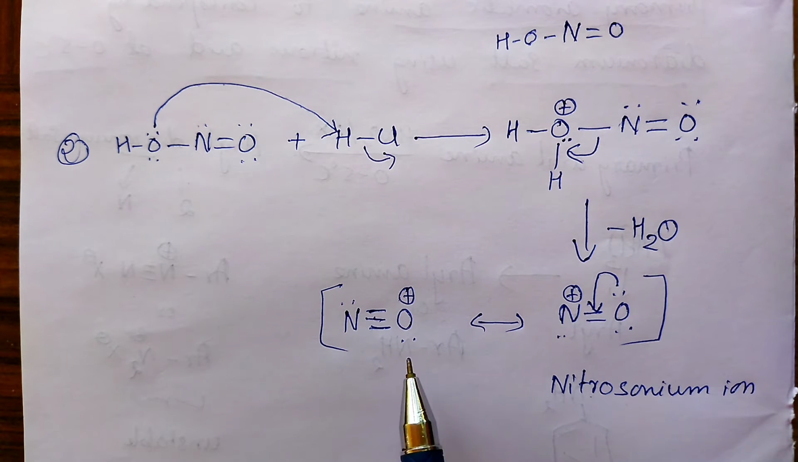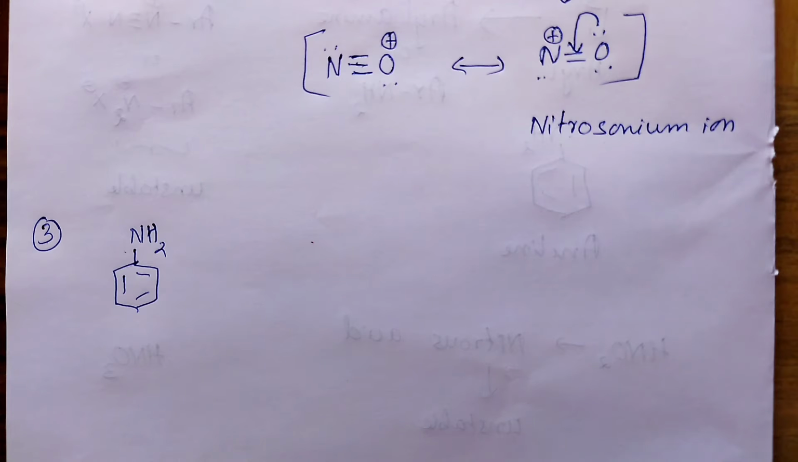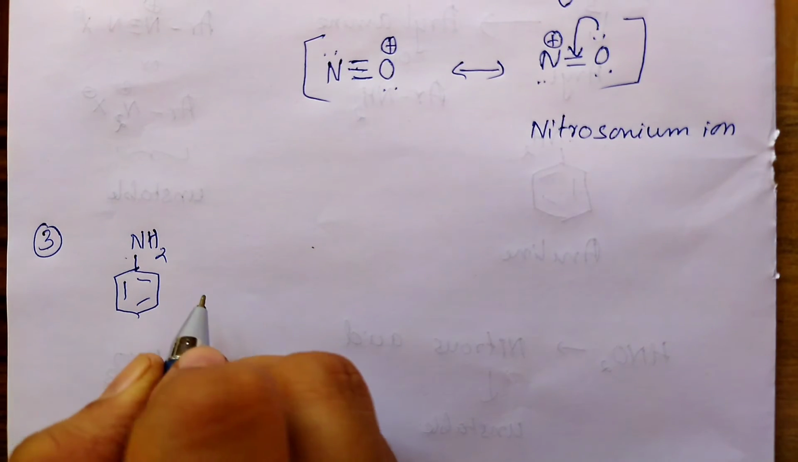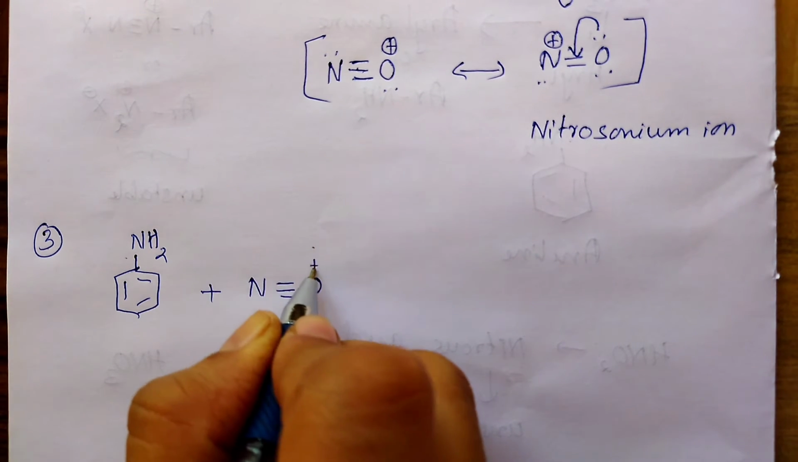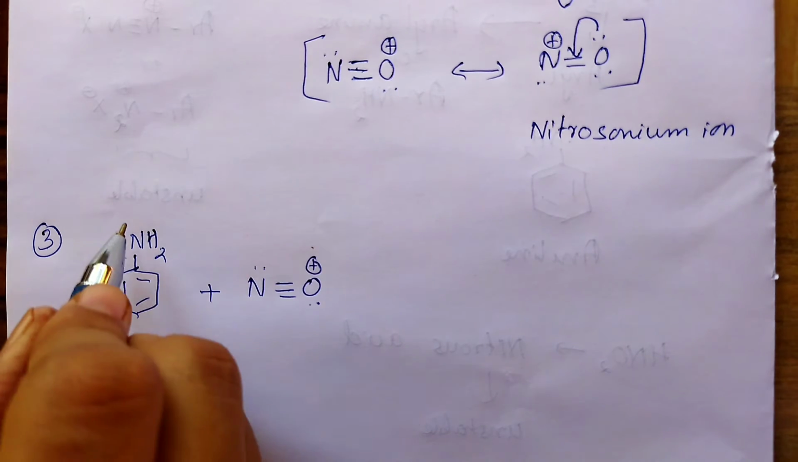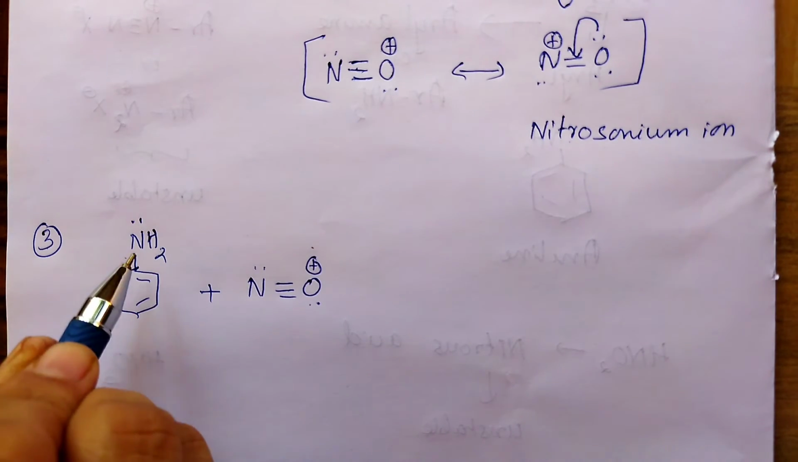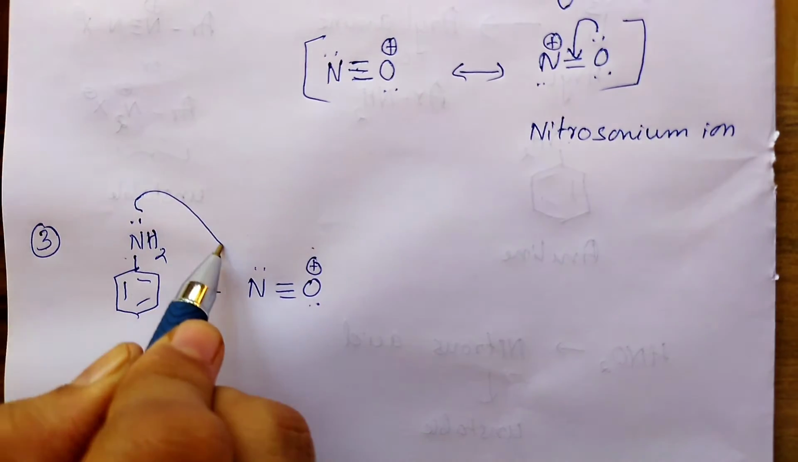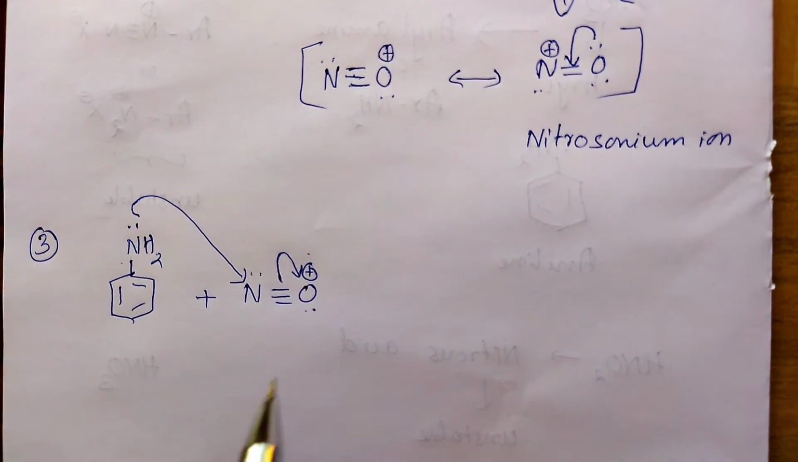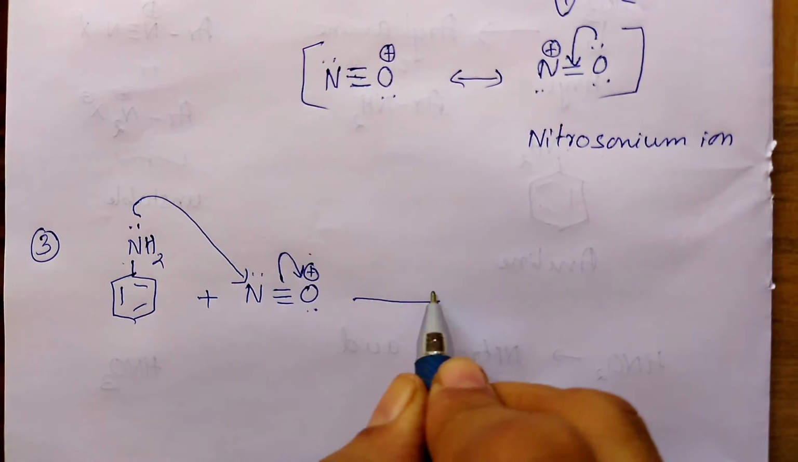Now the attacking agent is ready. Let's see how the reaction proceeds. In the third step, aniline reacts with this nitrosonium ion, N triple bond O plus. So what happens here is, the lone pair of electrons on nitrogen of aniline attacks this nitrogen atom. Thereby, the pi bond shifts in this fashion, neutralizing the positive charge over the oxygen. So we get something like this.